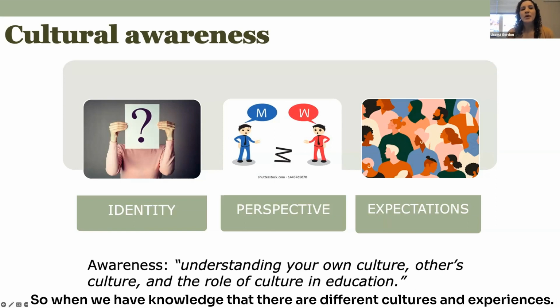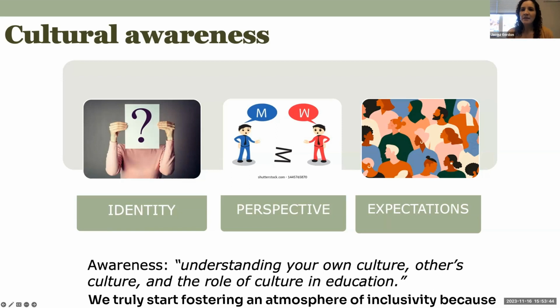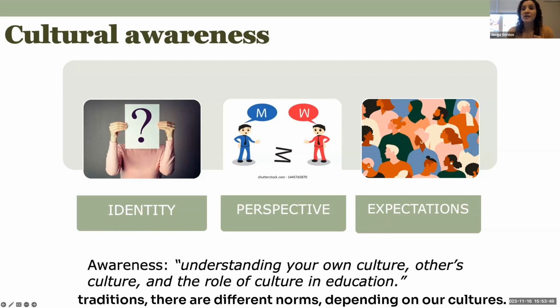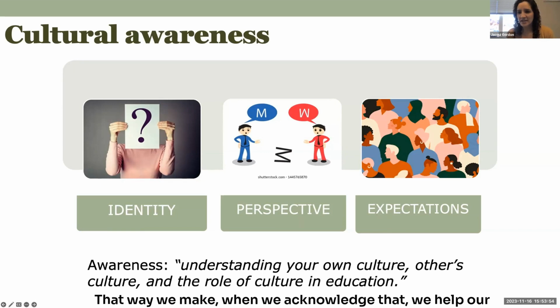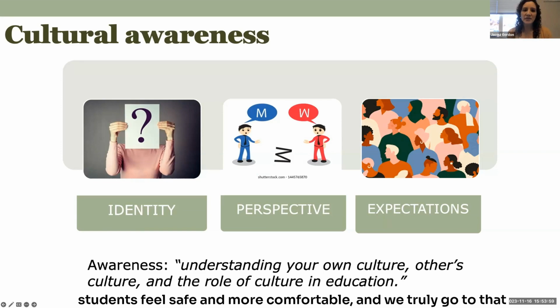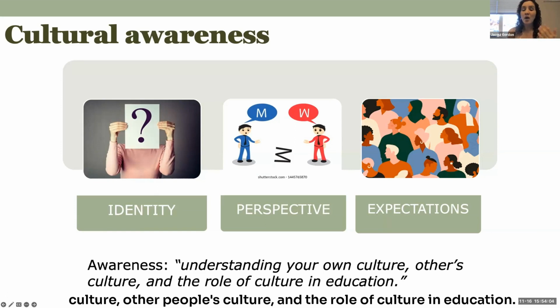So when we acknowledge that there are different cultures and experiences, we truly start fostering an atmosphere of inclusivity because we realize there are different habits, different traditions, different norms depending on our cultures. That way, when we acknowledge that, we help our students feel safe and more comfortable. And we truly go to that concept of cultural awareness, which is understanding your own culture, other people's culture, and the role of culture in education.